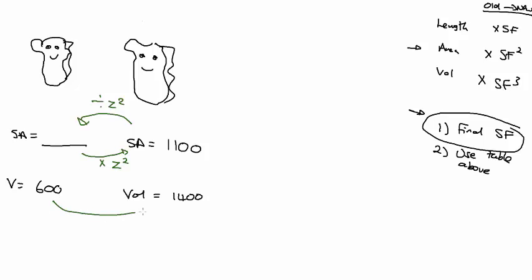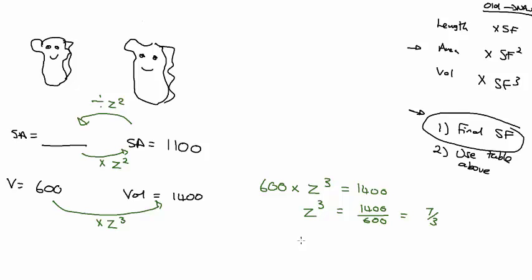Okay, what happens between the smaller volume and the bigger volume? Well, this gets multiplied by scale factor cubed. So we can actually make an equation there because we know both those values. So we know that 600 times scale factor cubed equals 1,400. So we can divide by 600 here and get 1,400 over 600, which can be simplified down to 7 over 3 if you want, but it's not important. Now, we have to take the cube root, because we're undoing this cube. So be careful to make sure you put that in. You could have put 1,400 over 600 as well.